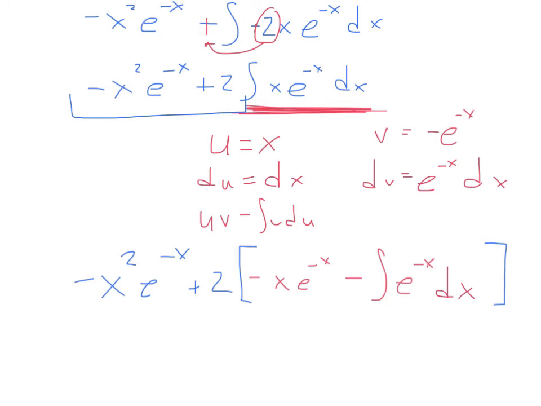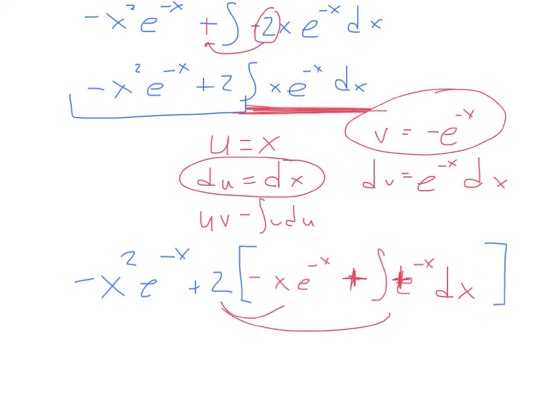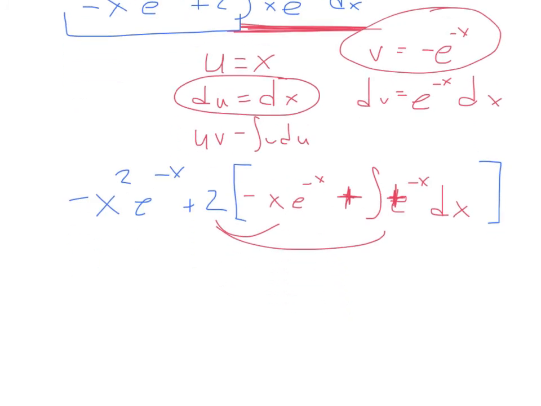And I just realized I was missing a negative here, because this integral I'm doing is supposed to be v du. There's a negative there. So now you have to play carefully with the negatives, right? This negative cancels with this negative, and then this 2 gets distributed in. So this is negative x squared e to the negative x minus 2x e to the negative x minus e to the negative x plus c.